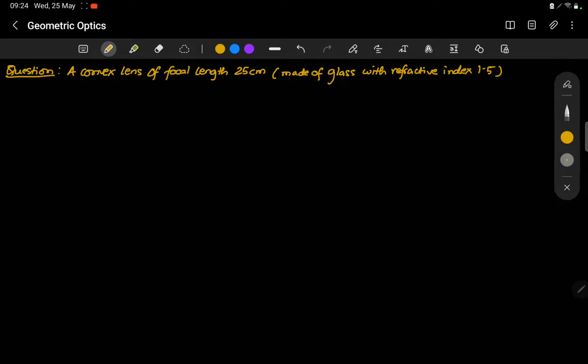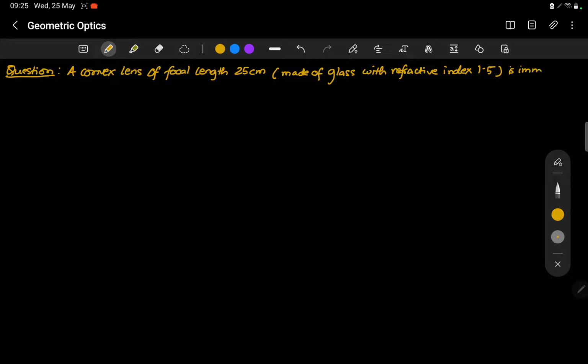This lens is immersed in water. So refractive index of water with air is 4/3. The question says calculate the change in focal length of the lens.